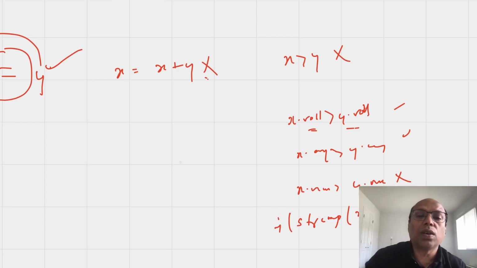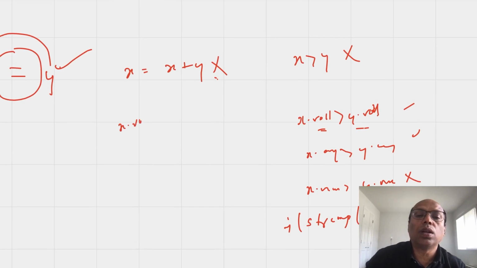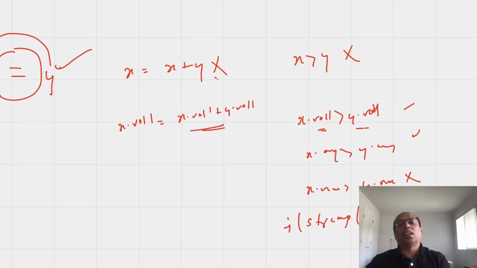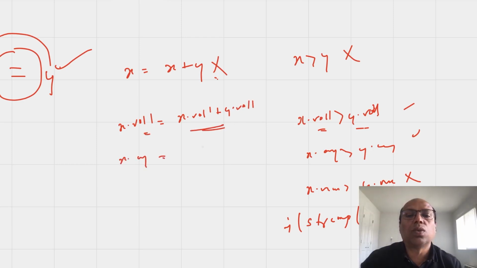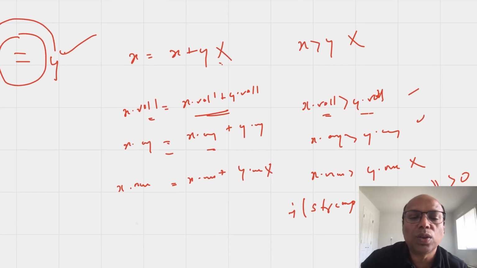If you want to add, you can say x.roll = x.roll + y.roll. You can try. You're adding two integers here and storing in an integer. x.average = x.average + y.average, yes. x.name = x.name + y.name can't be done. If you want to do that, you have to use strcat(x.name, y.name). It adds the second to the first.